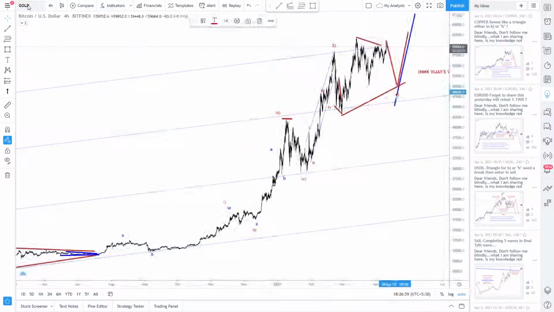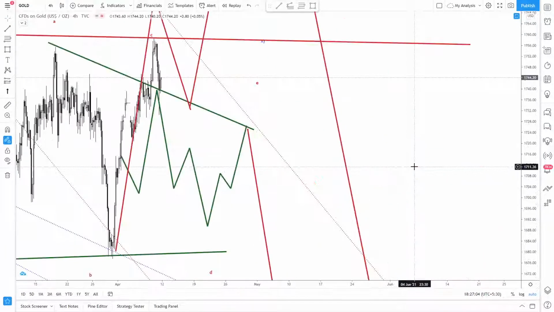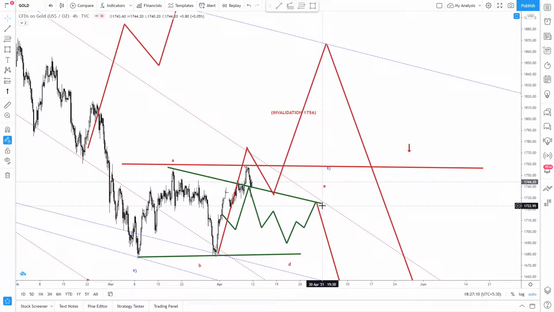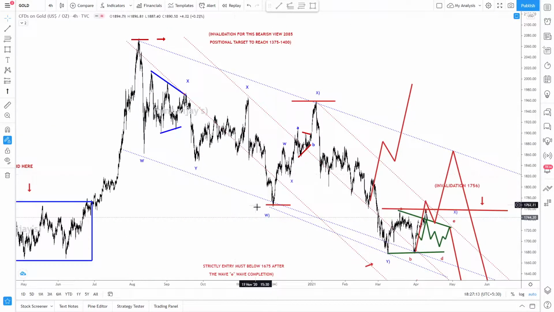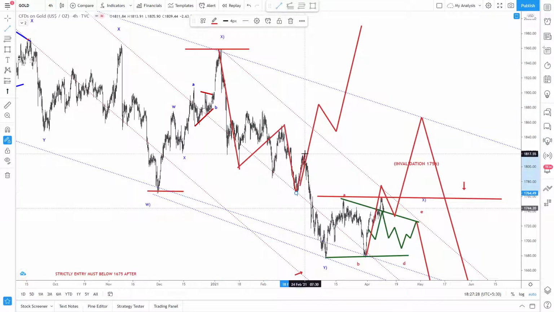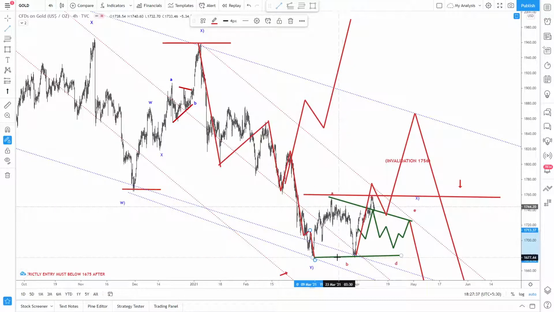Now we can go for the gold. So gold, what I expected here is maybe a triangle, right? Because here W is finished. After that, this is a connecting wave X. Here also I explained that last time. This is an A. If this is the B, 1, 2, 3, 4, and 5 is already completed, it means this is the end of the Y wave. Or there is still a chance for making a B, C.